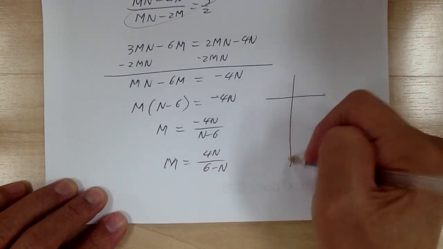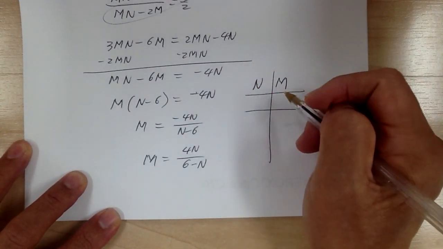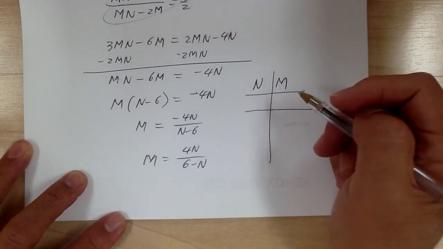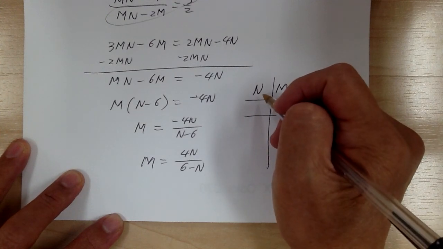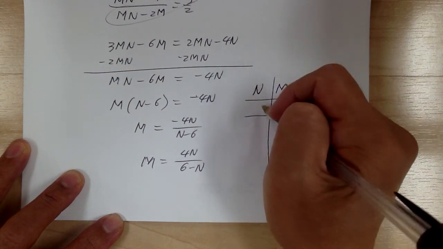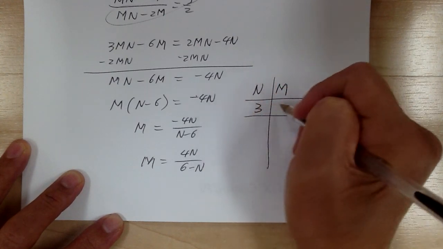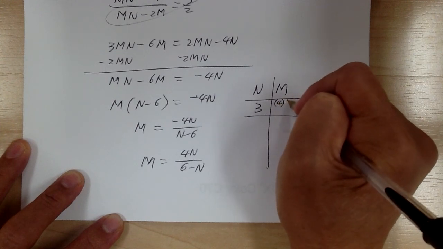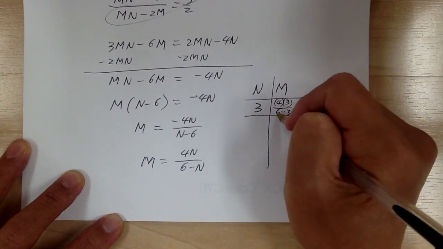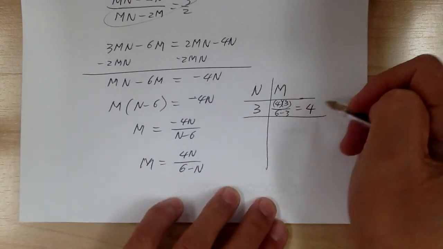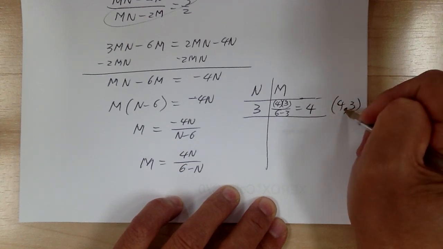Okay, so now let's go and do trial and error. So let's go and make the table, n and m. Now for a regular polygon, the smallest one, the lowest number of sides, is the equilateral triangle. So n, either one of these, had to be at least 3. So if n equals 3, then m would be 4 times 3 over 6 minus 3, and this would equal, the 3 cancels, 4. Okay, so in this case you get the 4 and the 3. So you get a square and an equilateral triangle.